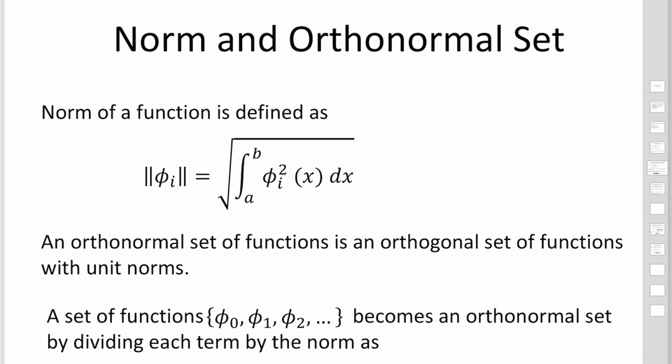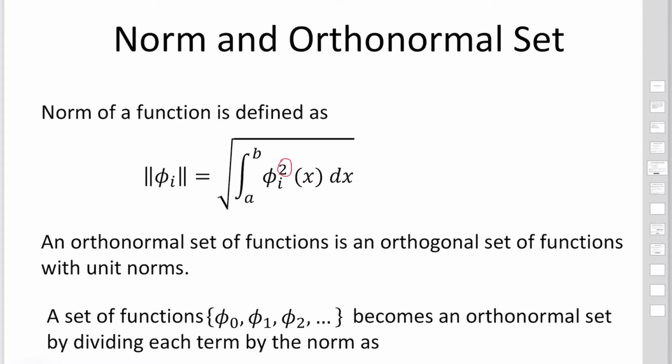Now we'd like to define the norm and the orthonormal set. The norm of a function is defined by taking the inner product of the function with itself. So the norm of the function phi sub i is expressed by the inner product of phi sub i with itself, which is phi sub i squared. Then we take a square root to find the norm of the function.